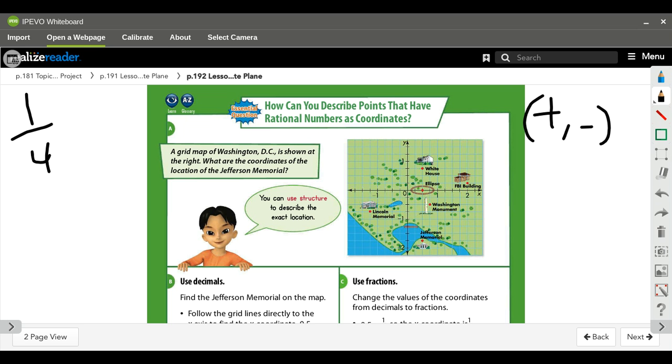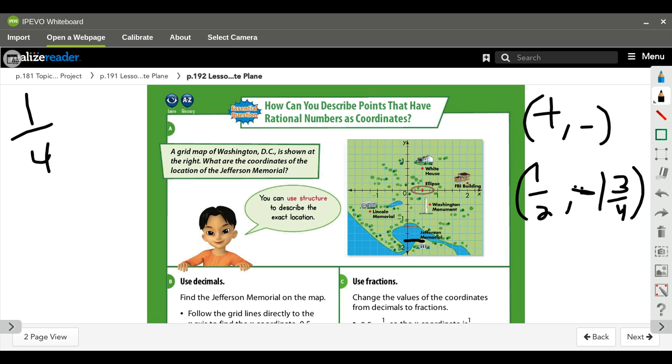So now I'm going to go ahead. I know that Jefferson Memorial is 2 tick marks in. So because it's 2 tick marks in, it's going to be 1/2. And then I'm going to move down. So I follow it down, and when I draw my line over to see where I'm at, I am 1 tick mark away from 2. So that tells me I'm going to be at -1 3/4. So there's my coordinate.